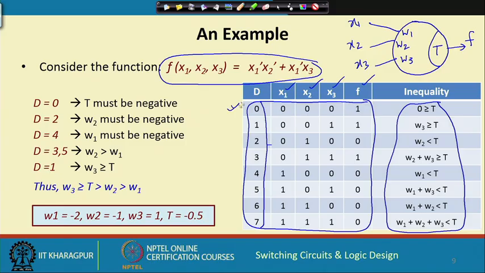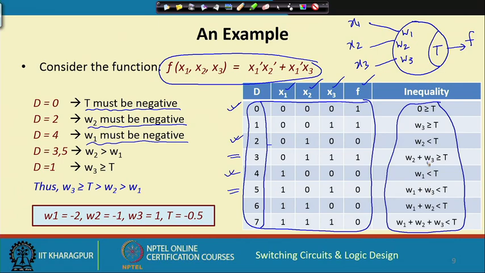D equal to 0, if you consider the first row, it says T should be negative. So, the first conclusion is T must be negative. Look at row 2, D equal to 2, it says W 2 is less than T, because T is negative. So, W 2 also must be negative and should be less than T. Similarly, row number 4 says W 1 less than T, because T is negative, W 1 should also be negative. So, this here you can see directly. And from rows 3 and 5, what you can see, it says W 2 plus W 3 is greater than or equal to T, and W 1 plus W 3 is greater than or equal to T.